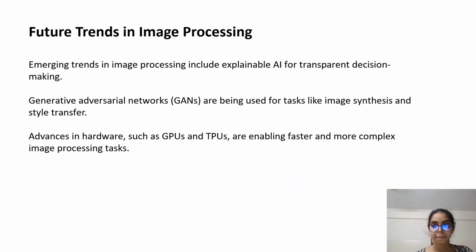Future trends in image processing. Emerging trends in image processing include explainable AI for transparent decision making. Generative adversarial networks (GANs) are being used for tasks like image synthesis and style transfer. Advances in hardware such as GPUs and TPUs enable faster and more complex image processing tasks.